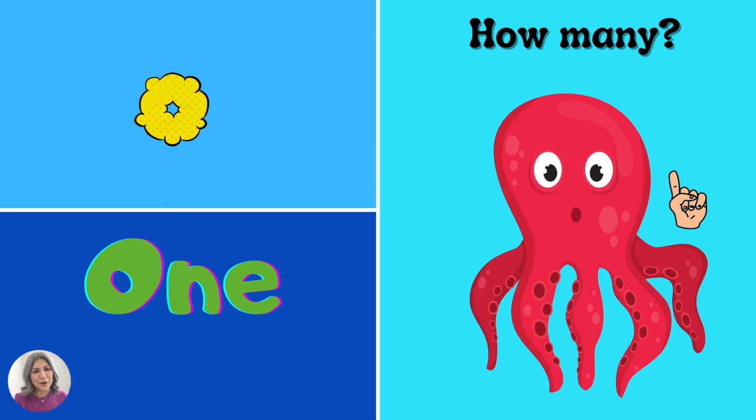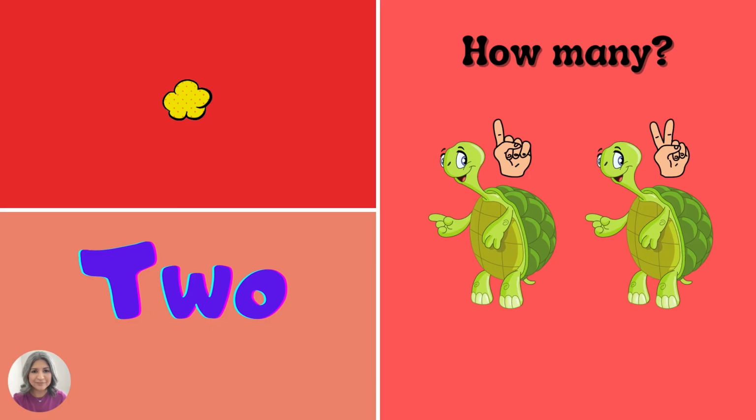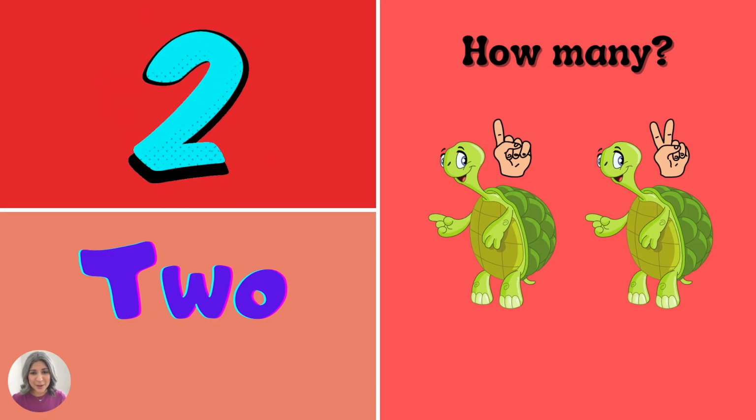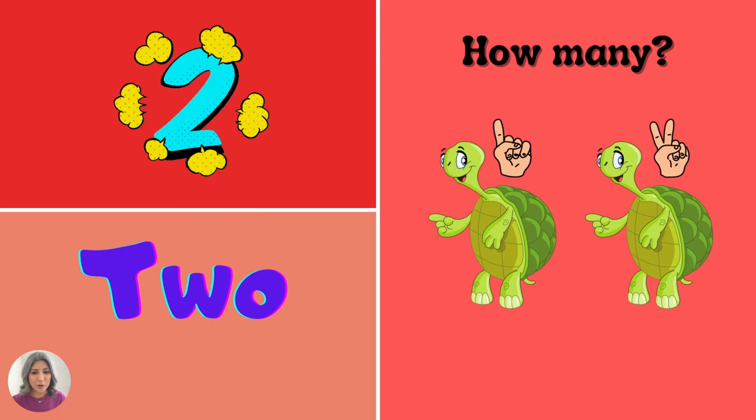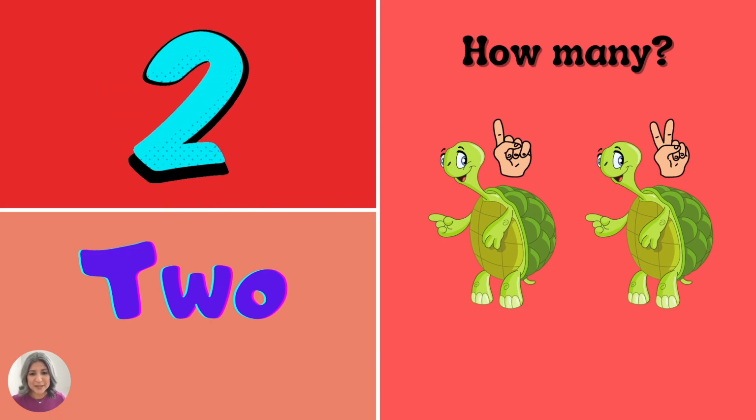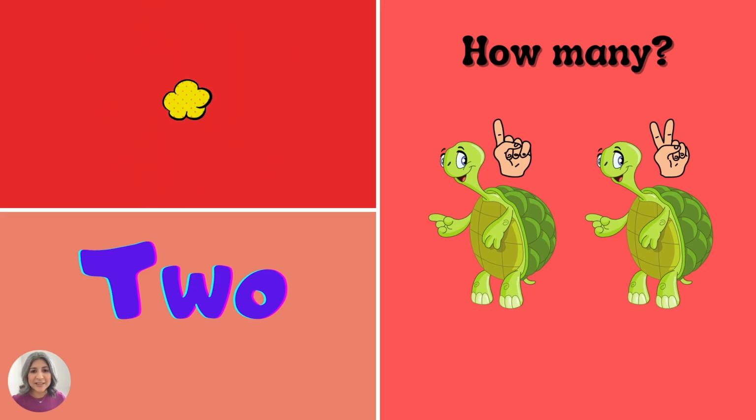Now, can you tell me what number comes after 1? 2, that's correct. 2 comes after 1. 2 is spelled T-W-O. How many turtles do you see? Let's count together. 1, 2. I see 2 turtles.